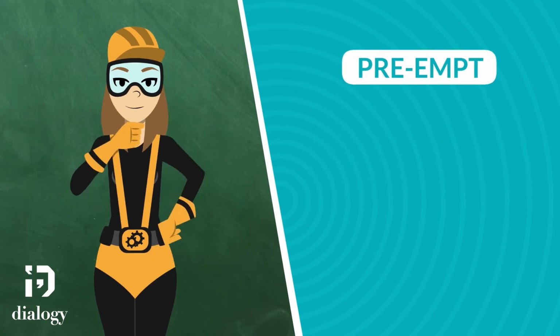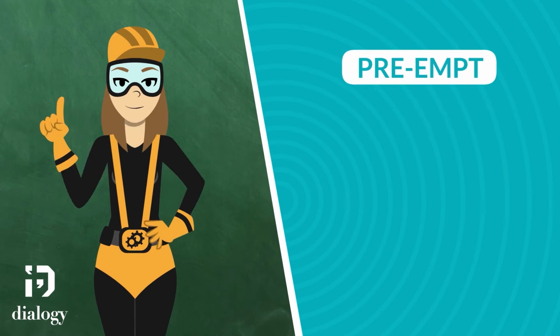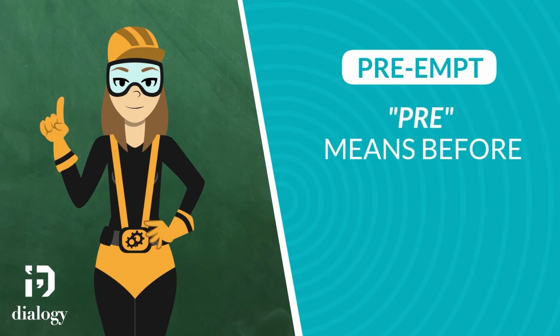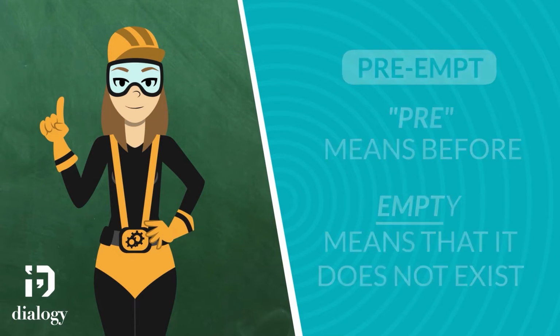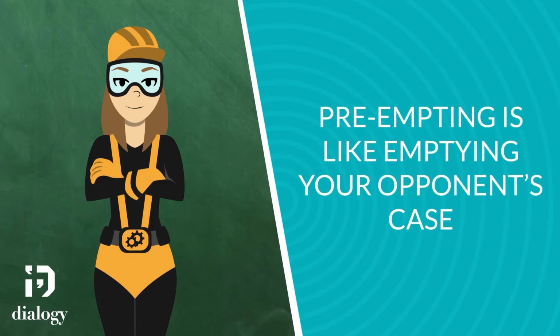Let's break down the word into its parts. In English, the letters pre typically mean before. We can think of the empt as in the first part of the word empty. If something is empty, it means that it is not full or does not exist. Therefore, preempting arguments is like emptying out our opponent's case before they even have a chance to build their case.